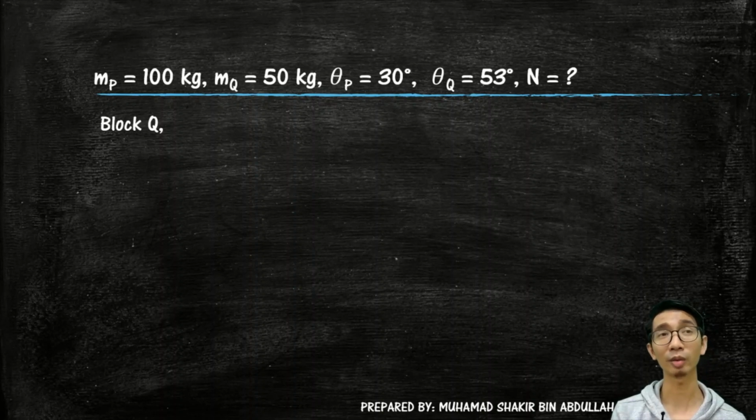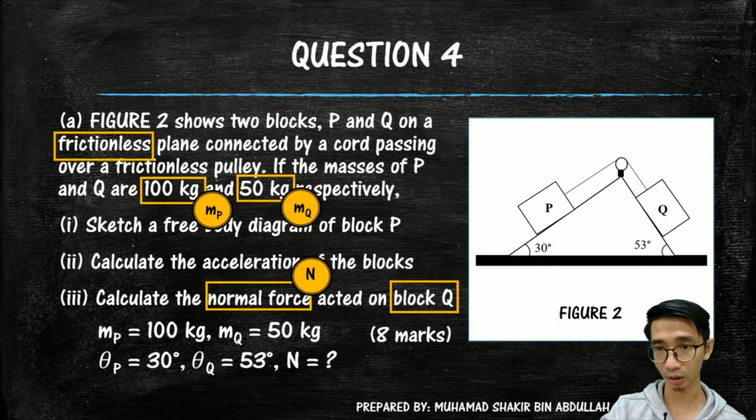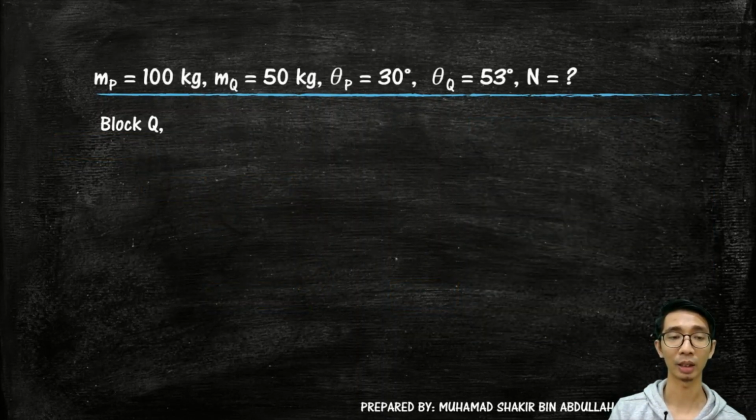Since we want the normal force, it only acts on the Y component. Look at here. The normal force should be that way, away from the plane. So this is our X component. This is our Y component. Y component is 90 degrees from the X. Since this is X, this should be Y. That means block Q, Y component.